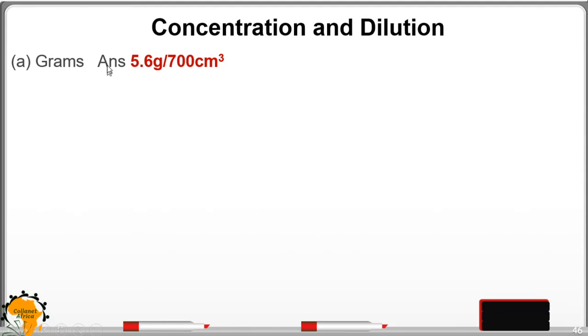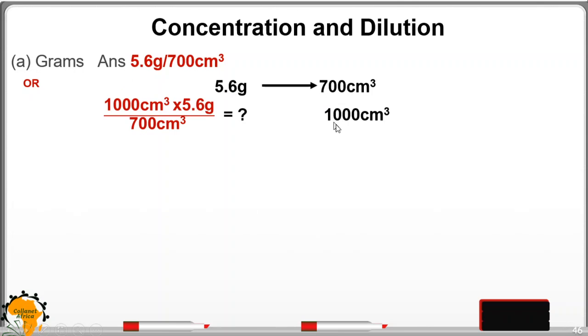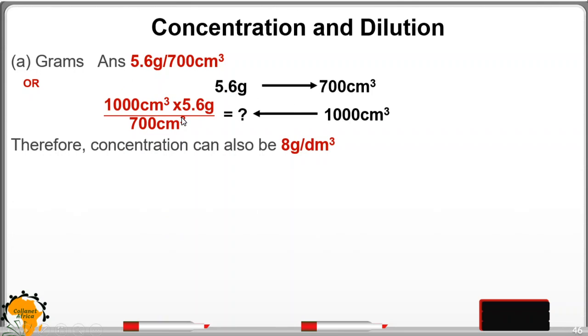In the first part, the number of grams in 700 is 5.6. Also, it can be expressed in 1,000 by doing this cross multiplication, and you get your answer as shown on your screen, 8 grams per decimeter cubed.